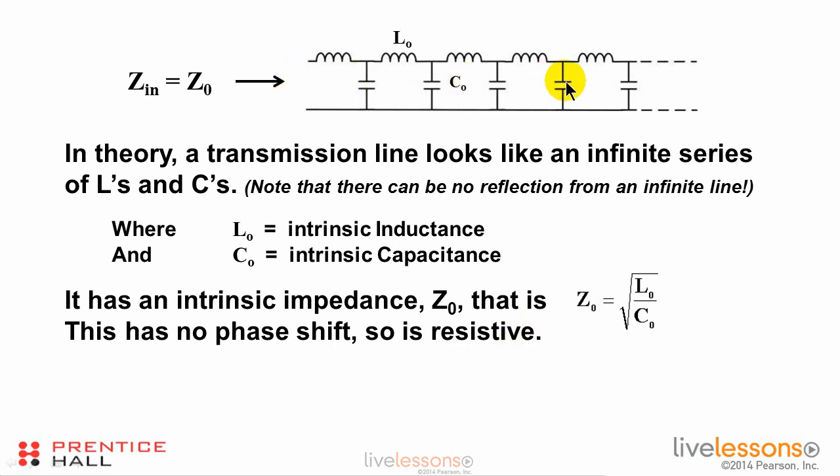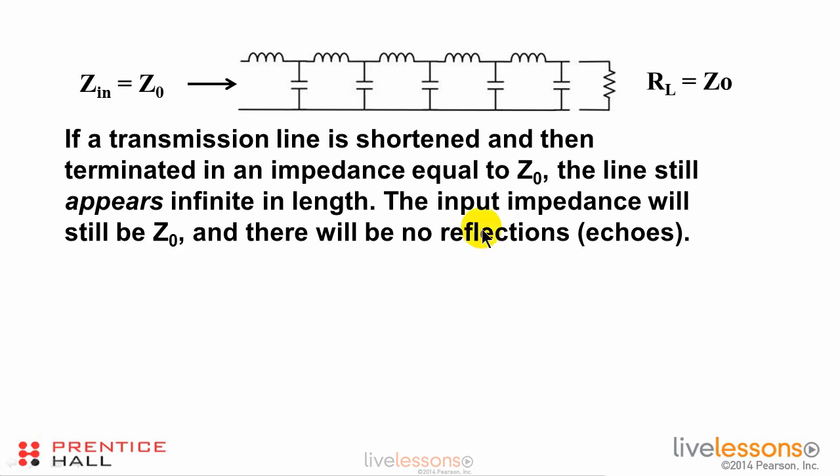So remember this, we're looking at this as an ideal transmission line. There's no other resistance involved in here. These are ideal components. And in the case of an ideal transmission line, the impedance looking into it is that of a pure resistor. Now, if we shorten a transmission line and then terminate it in an impedance that is equal to Z0, let the terminating resistor, RL, equal Z0. Well, the line still appears infinite in length, and the input impedance will still be Z0, and there will still be no reflections or echoes coming from the far end of the line.